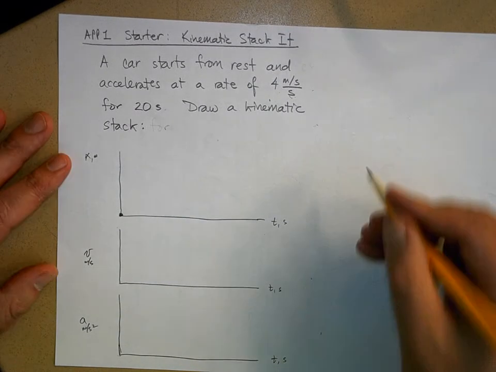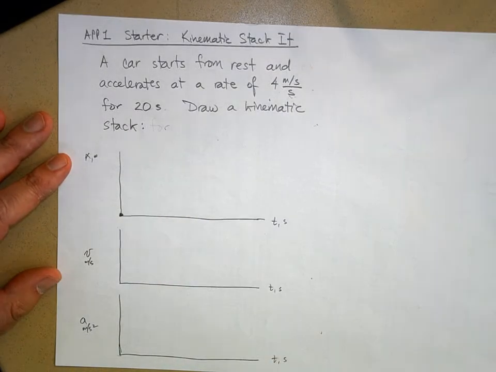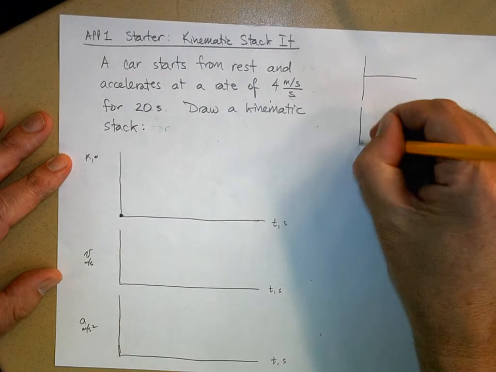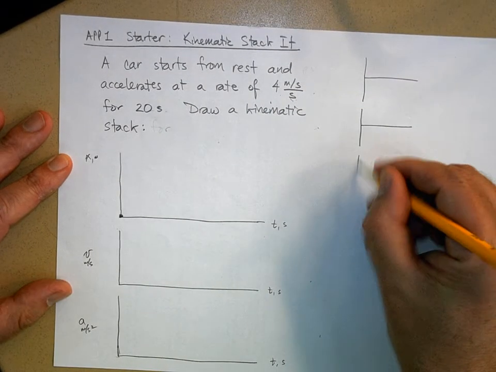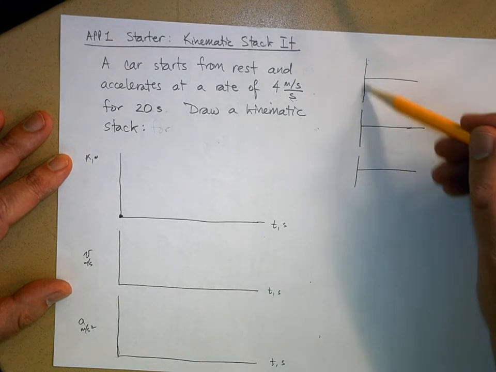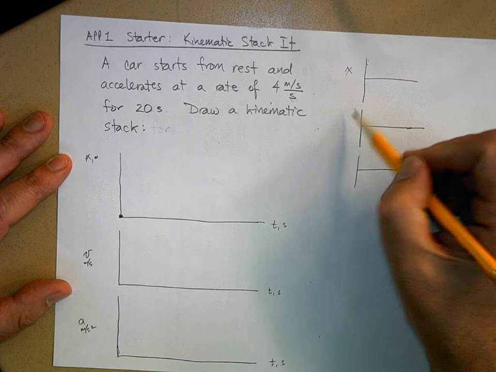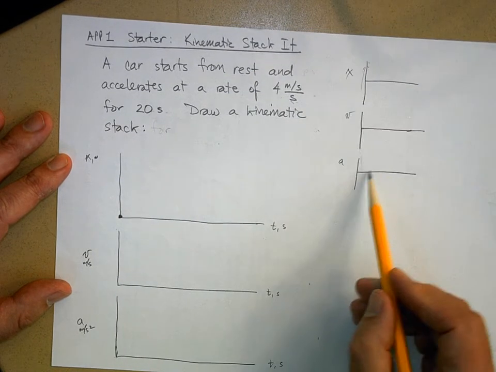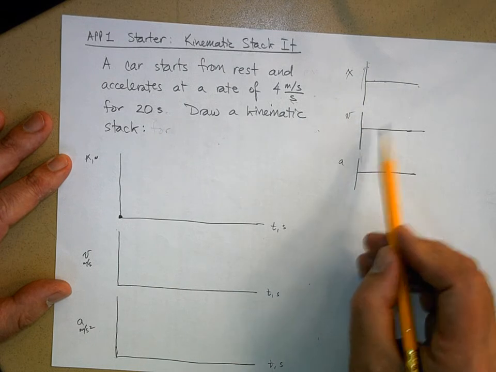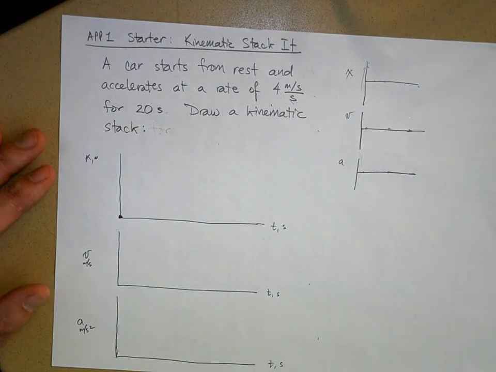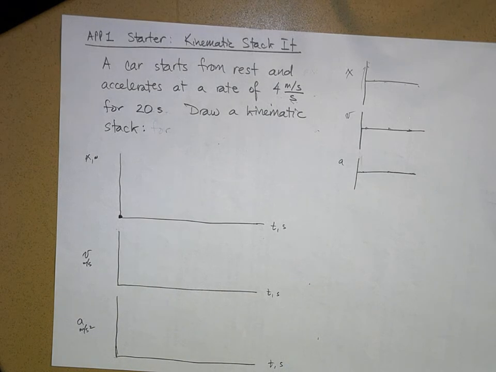If you don't know, you can always draw your graph for a negative velocity or a negative position. A real kinematic stack, you ought to start like this. And of course, if it's a stack, that means the vertical axes for position, velocity, and acceleration are all lined up, and then your time axis is identical as you go across. But I like to start with the easiest one, so let's do that.